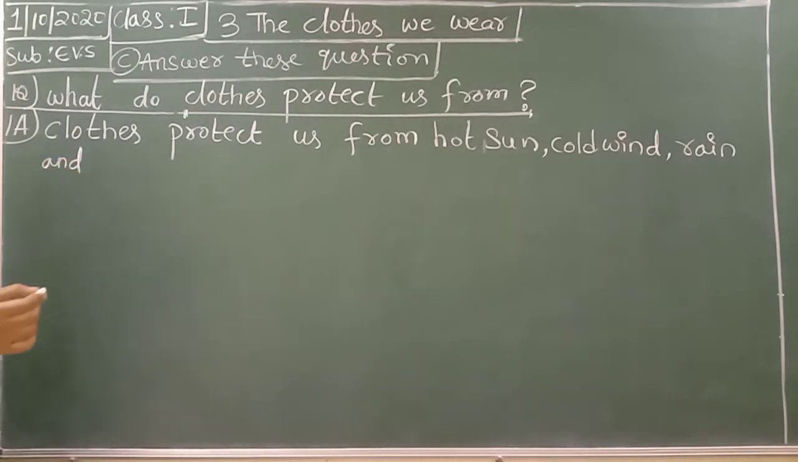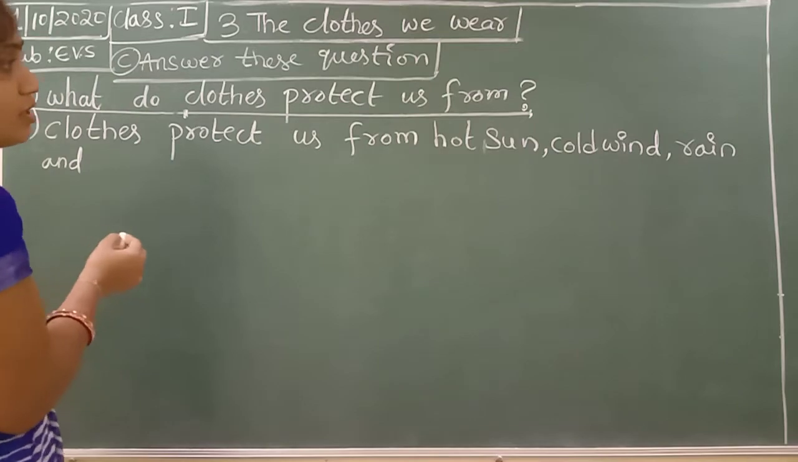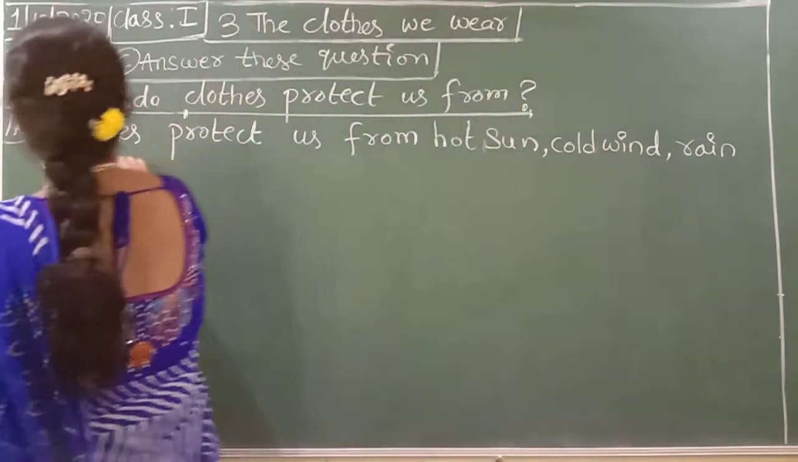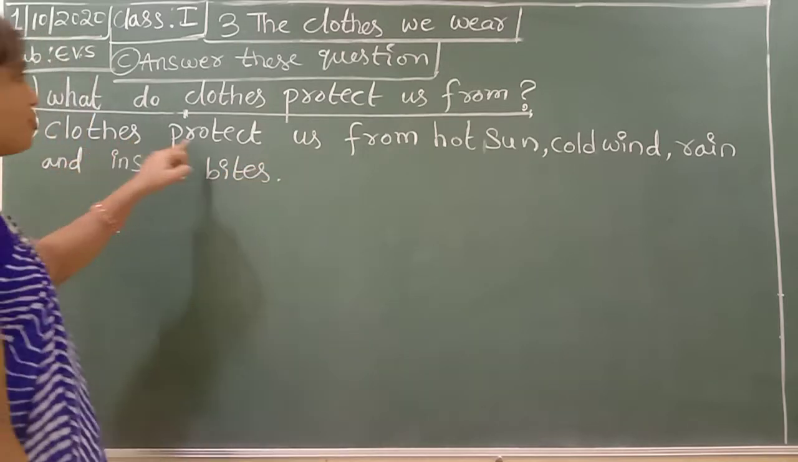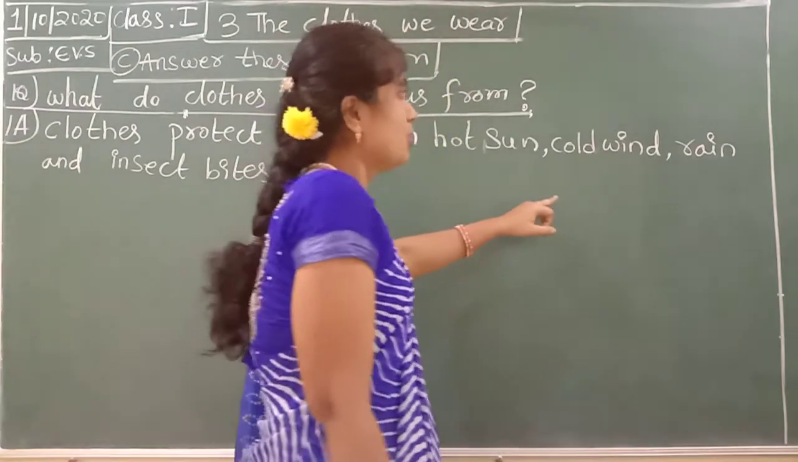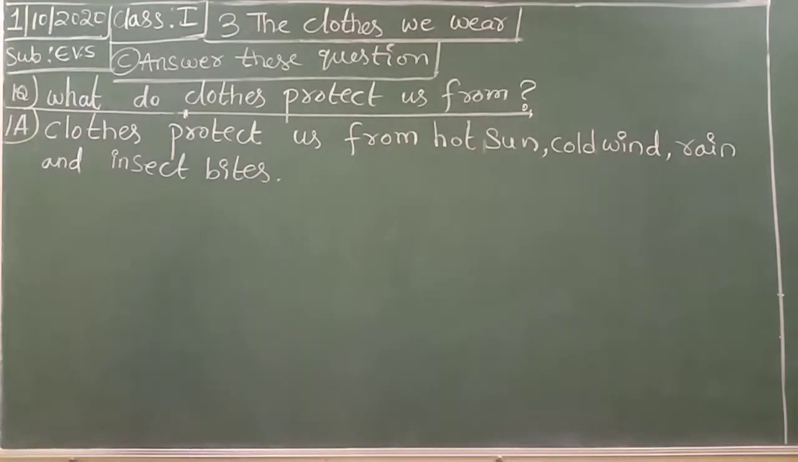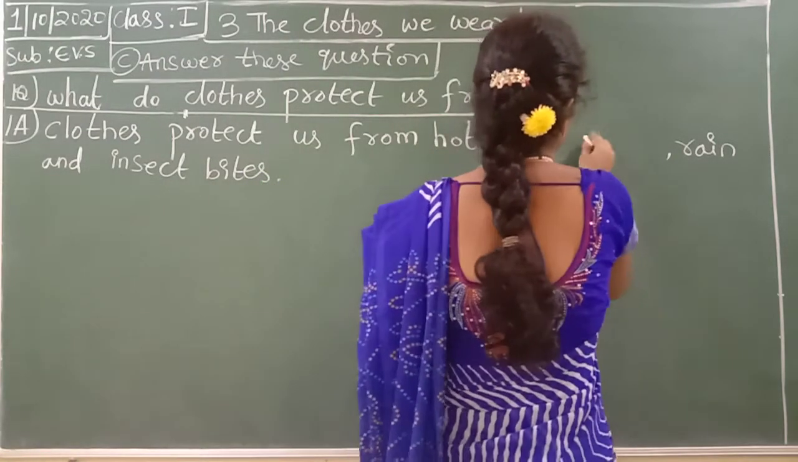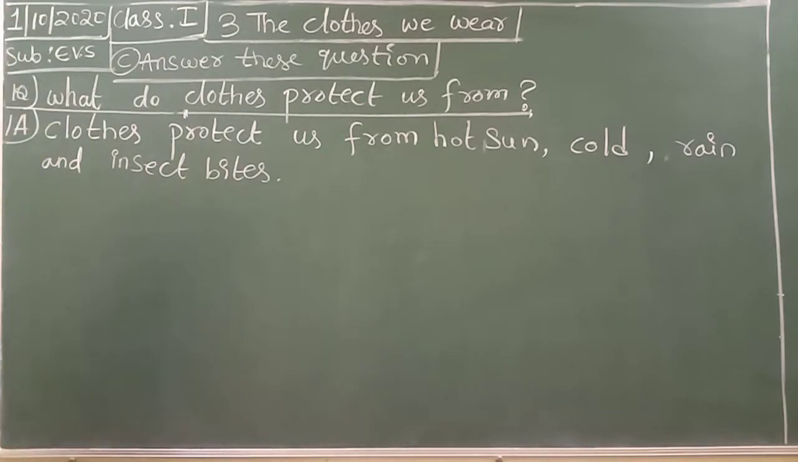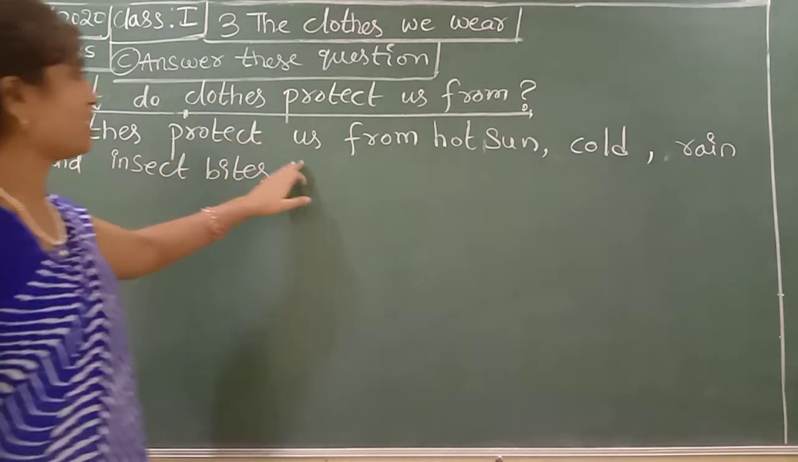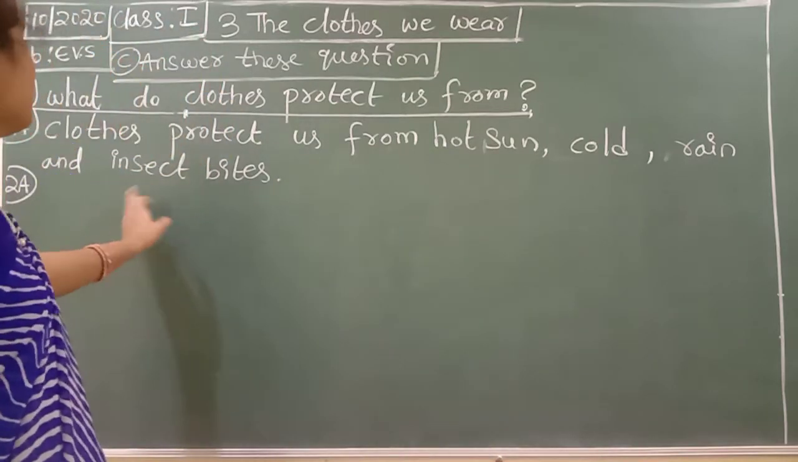And insect bites. Okay? Cold wind or cold. Okay? Rain and insect bites. Okay, children, clothes protect us from hot sun, cold wind or cold. Okay, no problem. Rain and insect bites. Next, second question. Cold. You have to write cold. Okay, very small, no? Cold, rain and insect bites. Okay. Next question. Clothes protect us from hot sun, cold wind or cold, rain and insect bites.